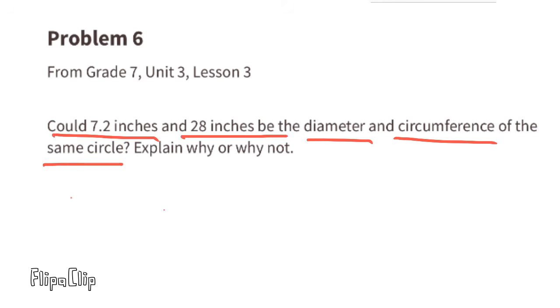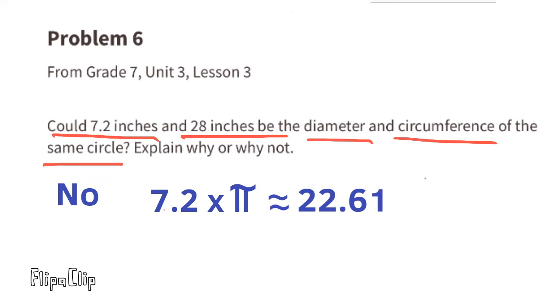Problem number 6 from 7th grade, Unit 3, Lesson 3. Could 7.2 inches and 28 inches be the diameter and circumferences of the same circle? Explain why or why not. No, since 7.2 times pi equals just about 22.6. That means that a circle with a diameter of 7.2 would have a circumference of 22.61, not 28.